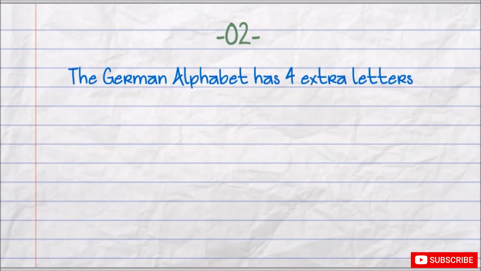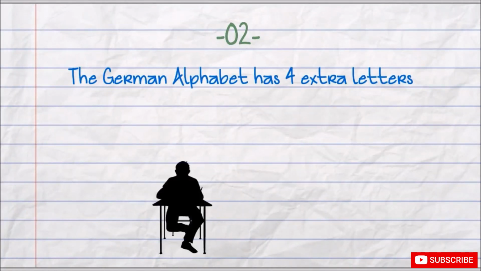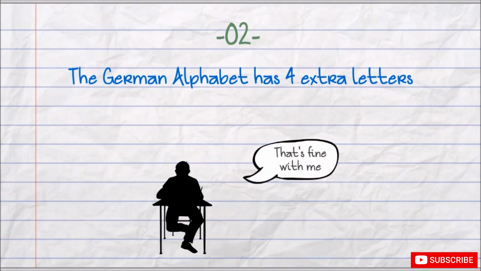Fact number 2. The German alphabet does have 4 extra letters. We have got what is called an A umlaut. That letter is pronounced differently than the A. We have an O umlaut, and that's different, and the U umlaut. And then we have what looks like a capital B letter, the SZ, which is a sharp S sound. And we'll cover those as well in the course, and then you will be fine with them. No problem.